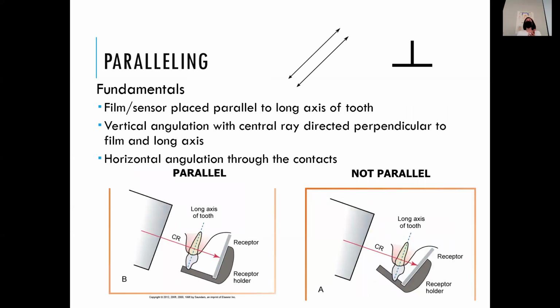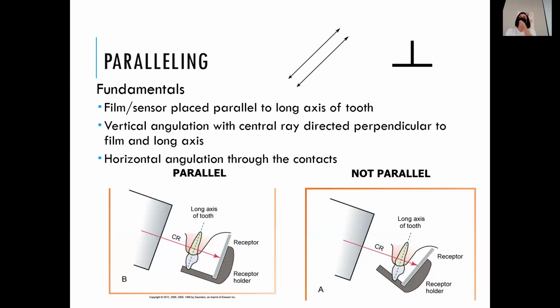So your film or your sensor is placed with the paralleling technique. Your film or your sensor is placed parallel to the long axis of the tooth. So your tooth is sitting there in whichever angle. If your tooth is flared out a little bit lingually or labially, or whatever way your tooth is tilted, it has a long axis, and you want that film to be parallel with it, like railroad tracks. They never cross.